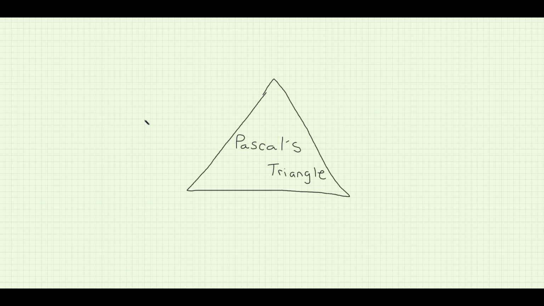Pascal's triangle is named for Blaise Pascal. It's a cool name, Blaise. And he was a French guy. And he entered the scene in the 17th century. What is that? He lived from 1623 to 1662.